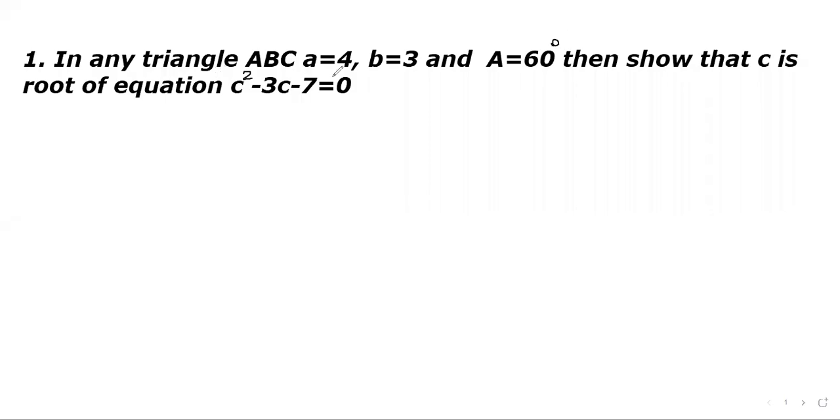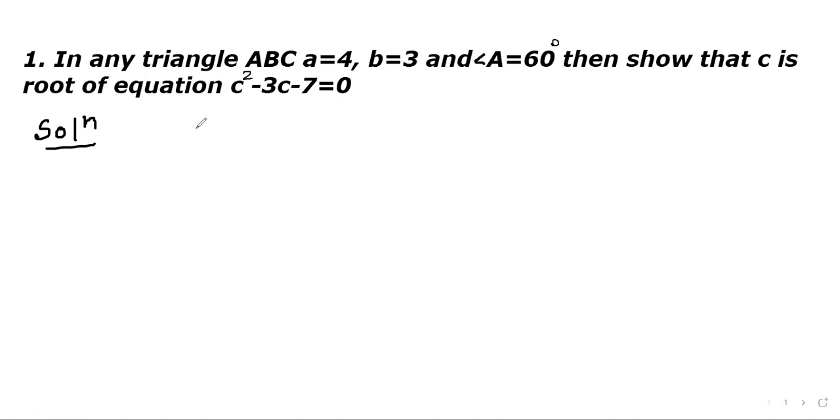In any triangle ABC, a equal to 4, b equal to 3, and angle A equals 60 degrees, then show that c is a root of the equation c² - 3c - 7 = 0. Let's see its solution.